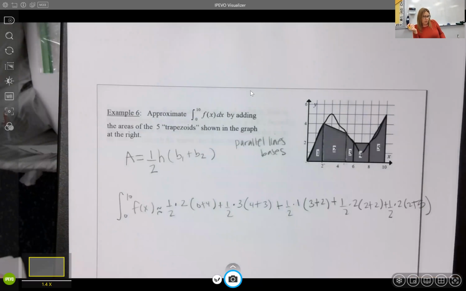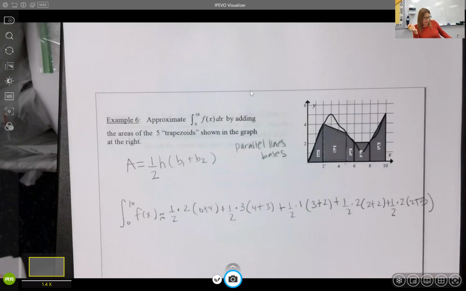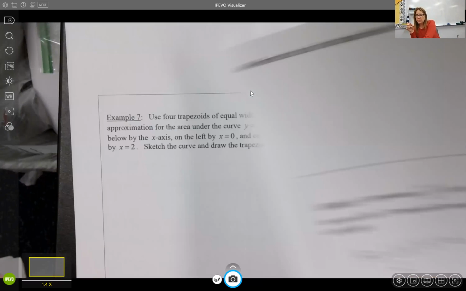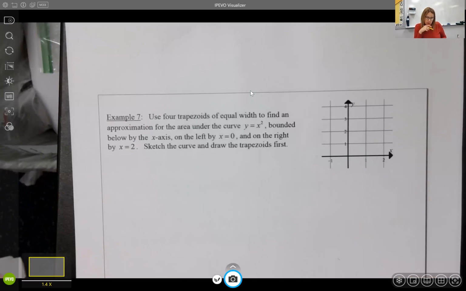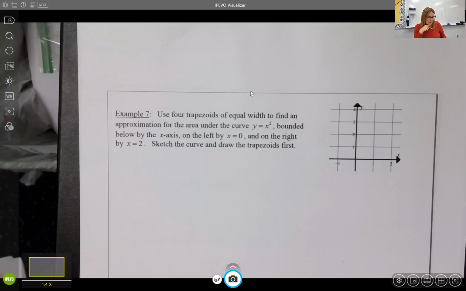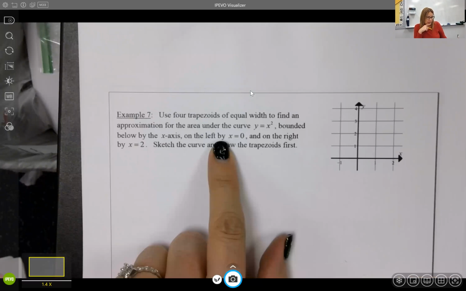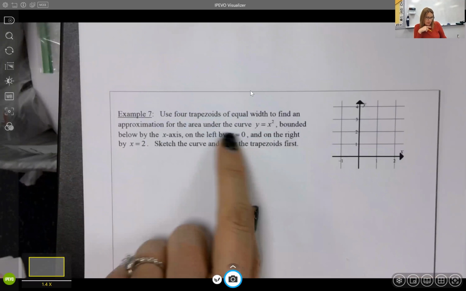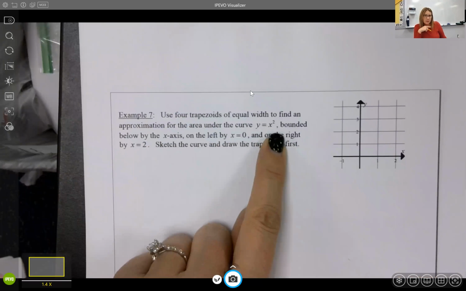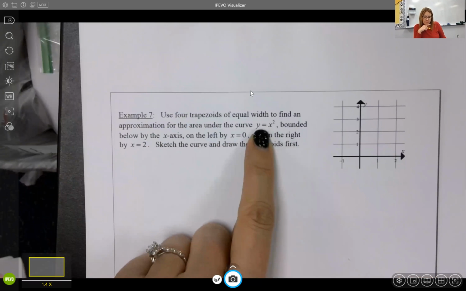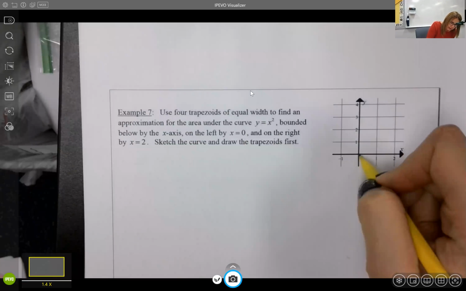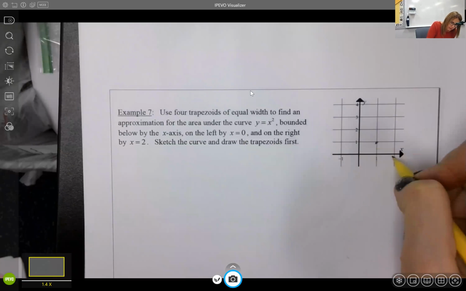Okay, so what we're finding is that I can make these geometric shapes that are close to the graph to figure out what the area is under the curve. Okay, so this says use 4 trapezoids of equal width to find an approximation of the area under the curve y equals x squared. I'm starting at 0. My next spot would be 1. If I was at 2, my next spot would be 4.